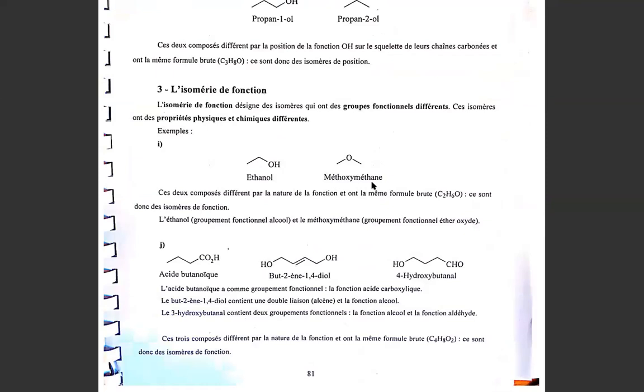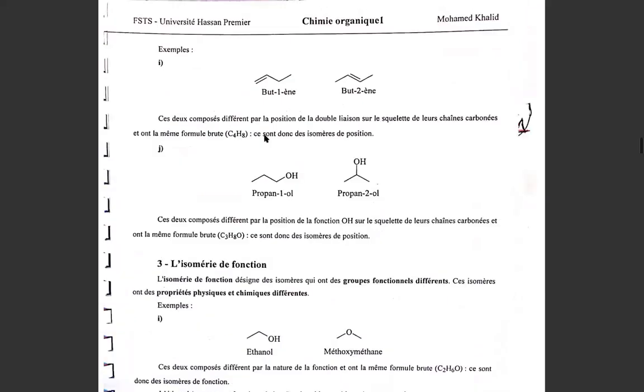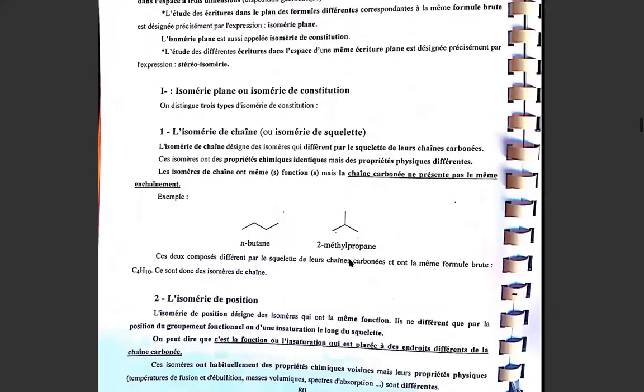The idea is they have the same formule brute. Formule brute is the same thing as the chemical formula. Their structure is what is different. So isomérie de constitution, this is what you have been looking at all along: isomers that are different in terms of their function, isomers that are different in terms of the position, and isomers that are different in terms of their skeleton.